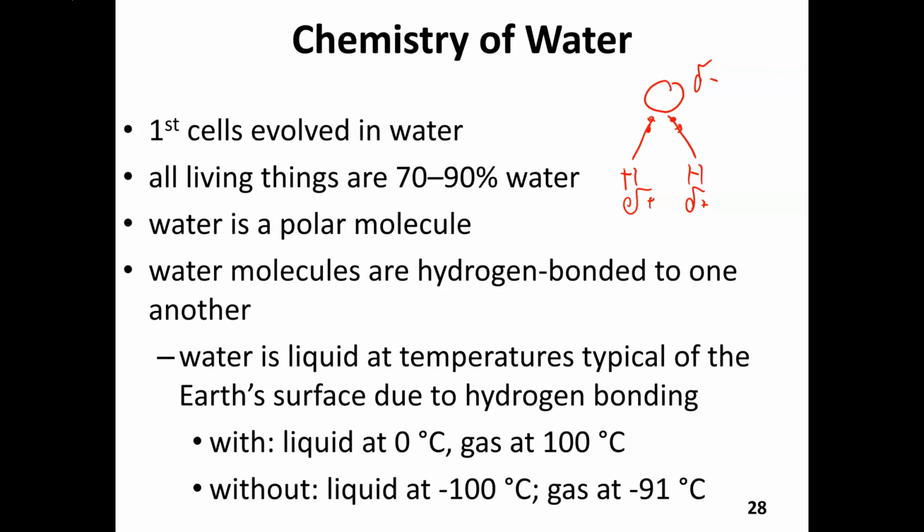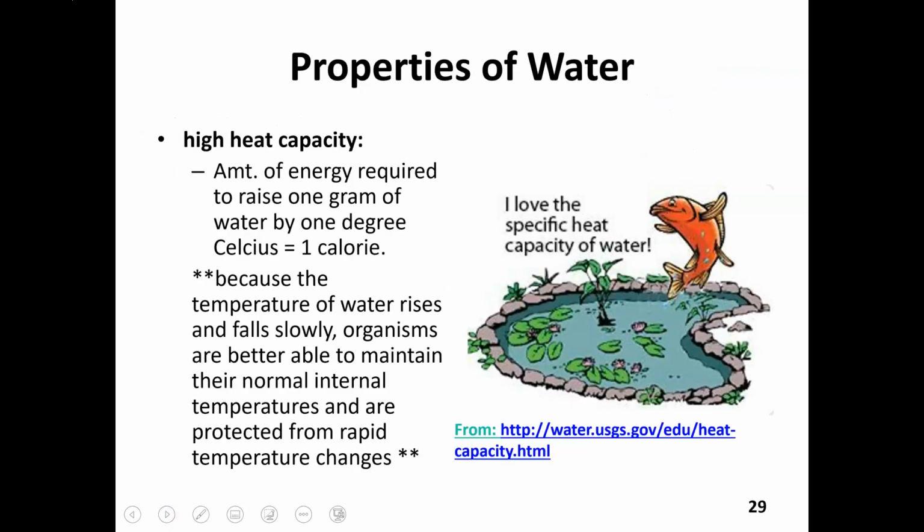Water is inorganic, but it's one inorganic molecule that all living things need. So due to the hydrogen bonding, water can still remain liquid down to 0 degrees Celsius. That's when it starts to form solid, okay? Water becomes gas vapor at 100 degrees Celsius. If there was no hydrogen bonding, then water would still be a liquid at negative 100 degrees Celsius and would become a gas at negative 91 degrees Celsius. So these hydrogen bonds give water unique properties.